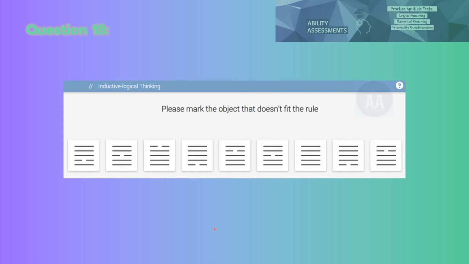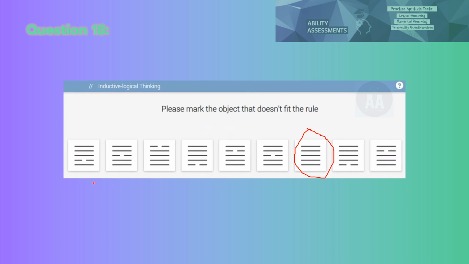On question number 18, let's have our quick glance, and what we can see is that every single object has the 5 lines again, with one of them having a gap. Actually, this one doesn't have a gap. So already we can say that this is going to be our answer, this one here, because it is the only one that doesn't have a line with a gap.